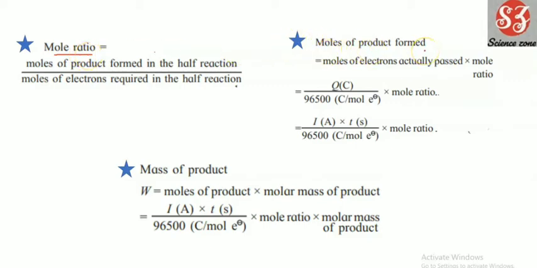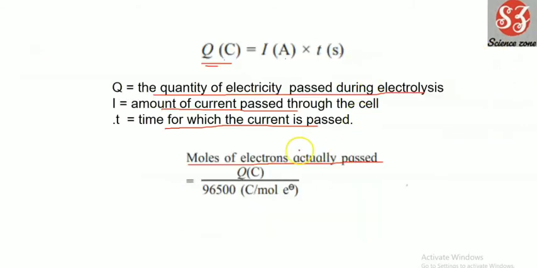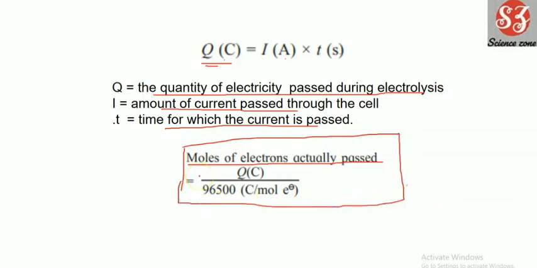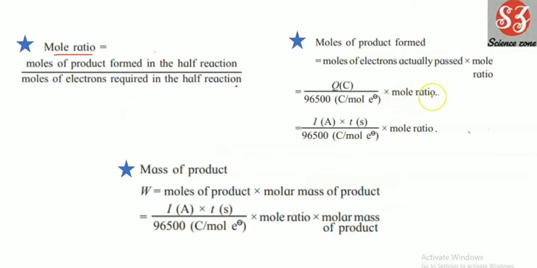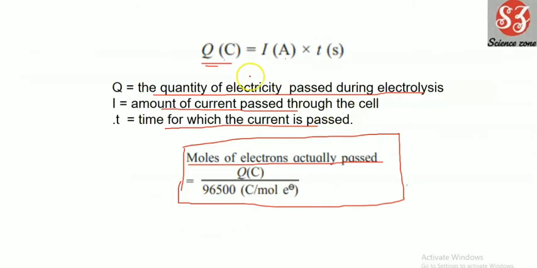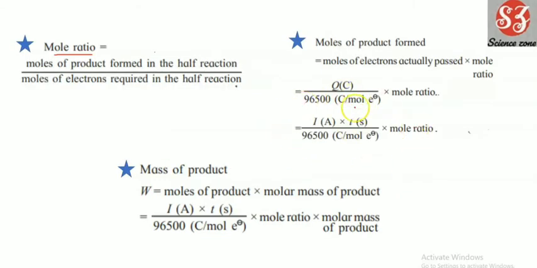Next is moles of product formed. Moles of product formed is equal to moles of electrons actually passed into mole ratio. The moles of electrons actually passed, the formula is here, Q upon 96500, into mole ratio. And you know that Q is equal to I into T. So the final formula for the moles of product formed is I into T divided by 96500, into mole ratio. So whenever they ask you to find the moles of product formed, you will use this formula, that is I into T upon 96500 into mole ratio.